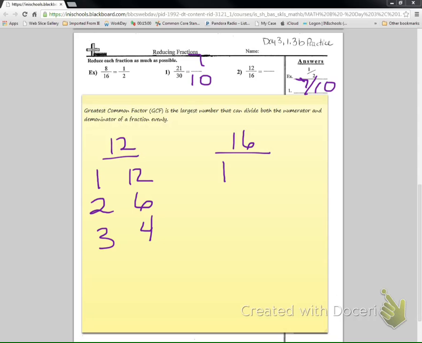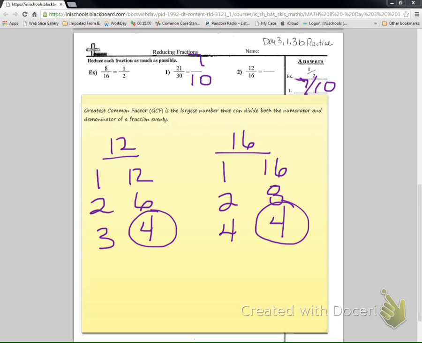Factors of 16 are 1 and 16, 2 and 8, 3 doesn't go into 16, 4 does. 4 times 4 is 16. And because there's no numbers between 4 and 4, I'm done. Find your greatest common factor. Looks like it's 4.